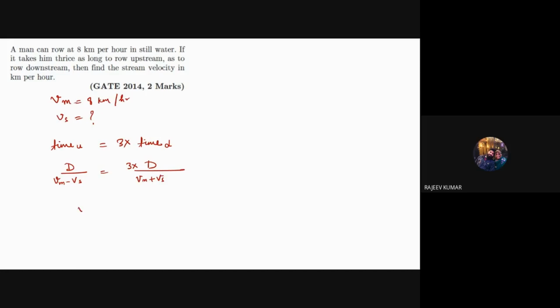So d will get cancelled. You will get Vm plus Vs is equal to 3 times Vm minus Vs. Now the velocity of man has been given, so 8 plus Vs is equal to 3 Vm minus 3 Vs, where Vm is 8. If you solve it, you will get 4 Vs is equal to 16, so the velocity of the stream comes out to be 4 kilometers per hour. A pretty simple question asked for 2 marks. So boat and stream is an important topic.